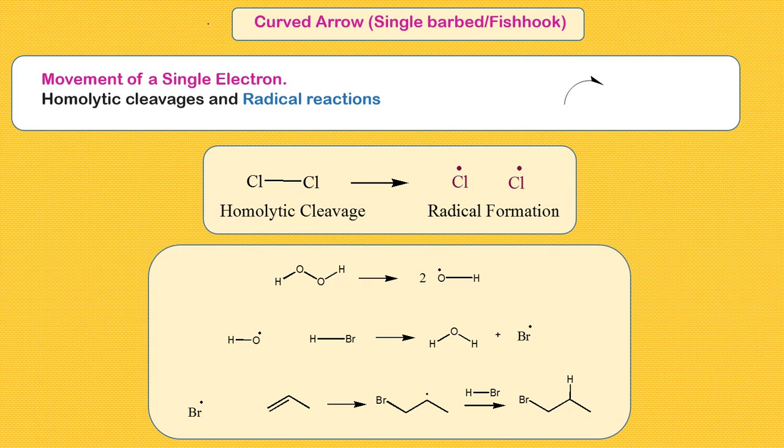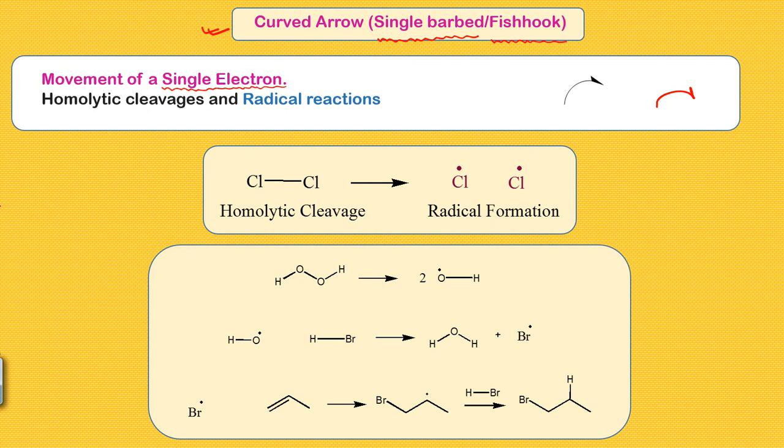The next arrow is again a curved arrow, but in this case it shows the involvement of a single bar, and it is also called the fishhook arrow. What is the meaning of this? As we have seen earlier the double bar, but in this case we are representing a single bar. And this single bar is nothing but the movement of a single electron.